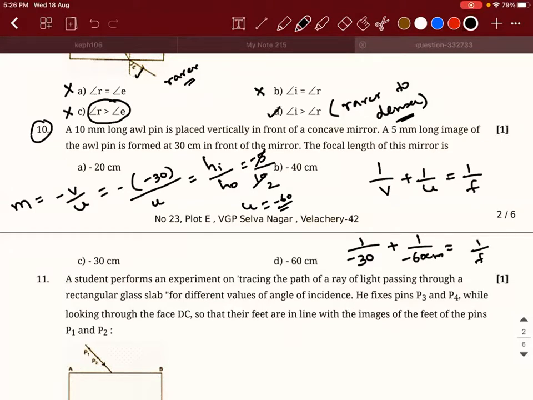Am I clear, guys? Is there anyone having a doubt in this? What I did? So whenever the object distance is not given, then what you're supposed to do is take the help of magnification to solve the problem.